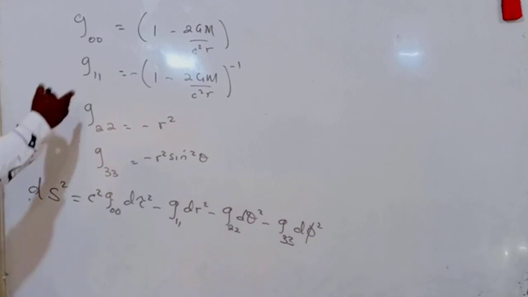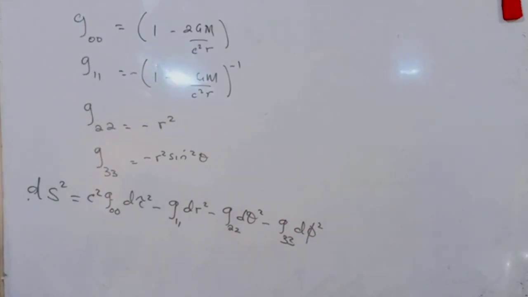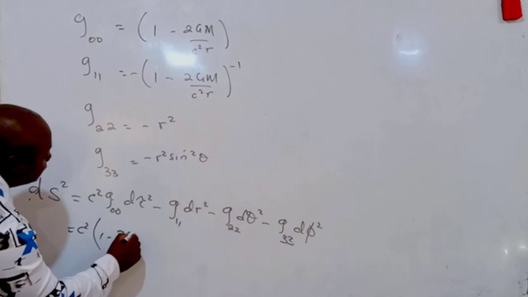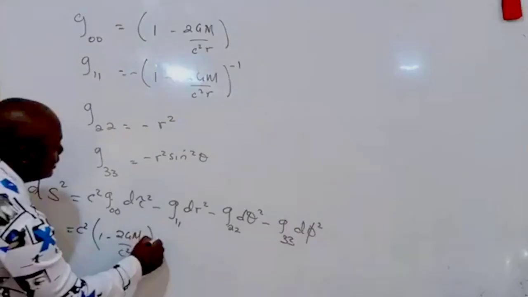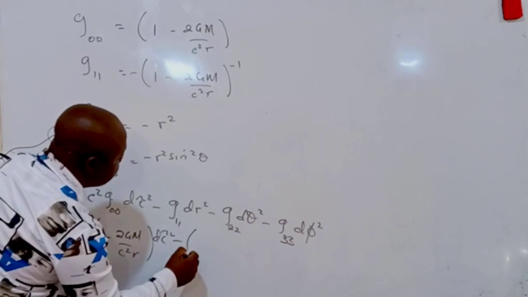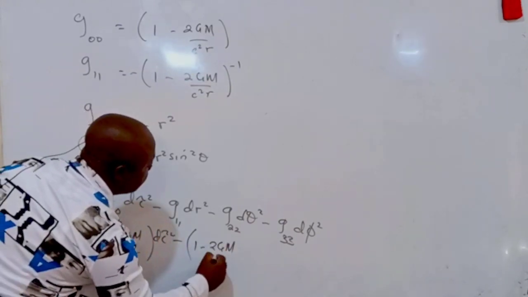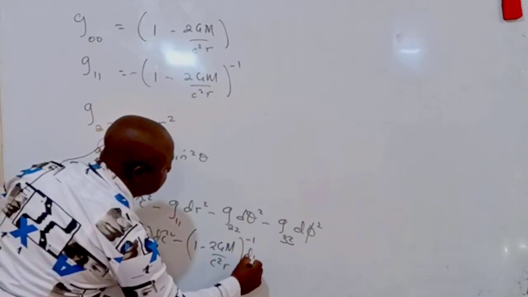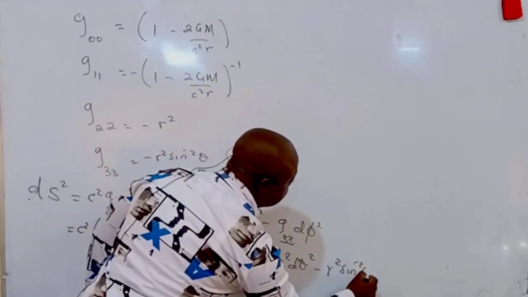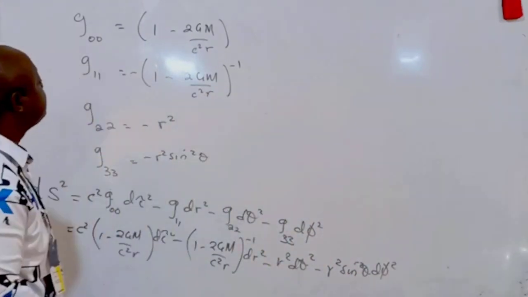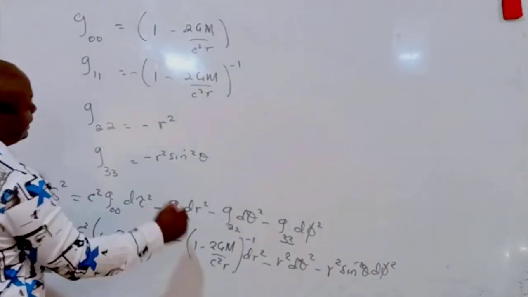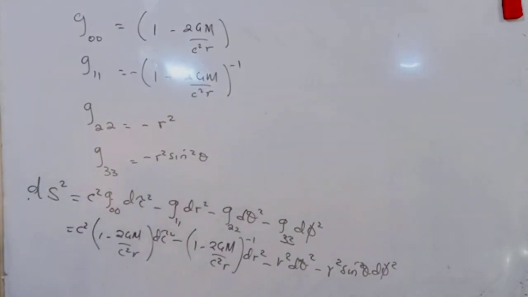So if we substitute our values for the components of the metric tensor, we are going to have c squared into 1 minus 2GM over c squared r, dτ squared, minus 1 minus 2GM over c squared r to the power minus 1 dr squared, minus r squared dθ squared, minus r squared sine squared theta dφ squared. So that is our line element.